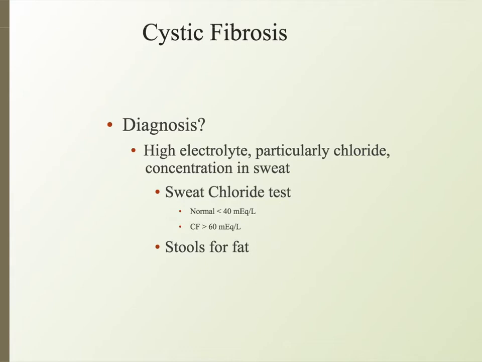We're going to do a sweat chloride test. Normal sweat chloride in people is 40 milliequivalents per liter, but those people with cystic fibrosis are going to have levels of 60 milliequivalents per liter or higher. We're also going to do a 72-hour stool sample to see how much fat is being expelled. And we're also going to look at their chest and see what's going on with their lungs.